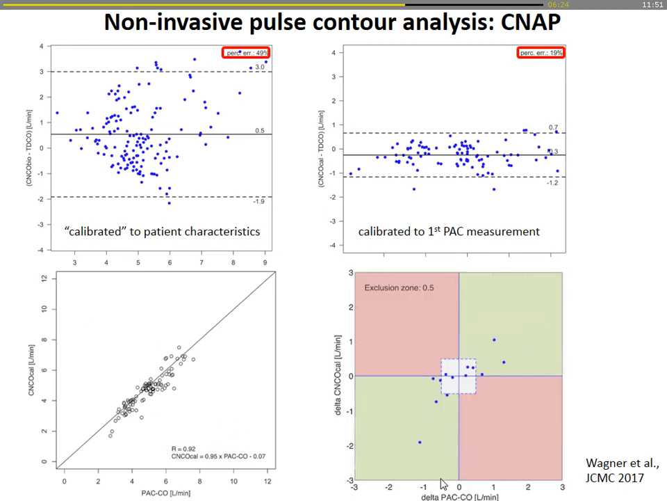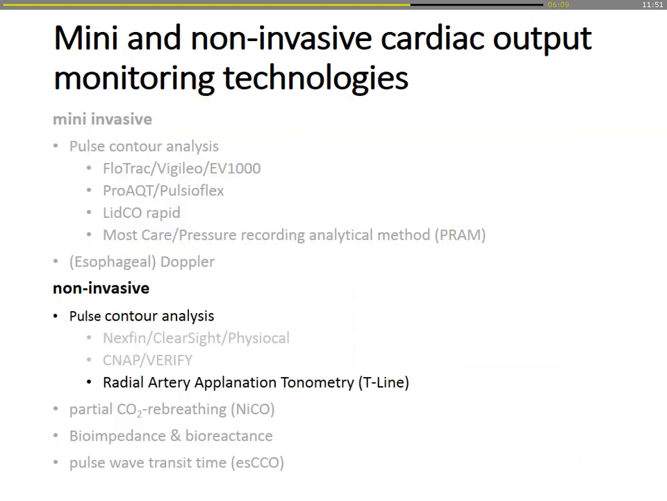And this is the 4-quadrant plot. So if you look at the changes, as I told you, the concordance rate was 100%. So all the changes that you could measure with the Swan-Ganz, if you do an intervention like the passive leg raising in this case, you could find with the non-invasive method the same.